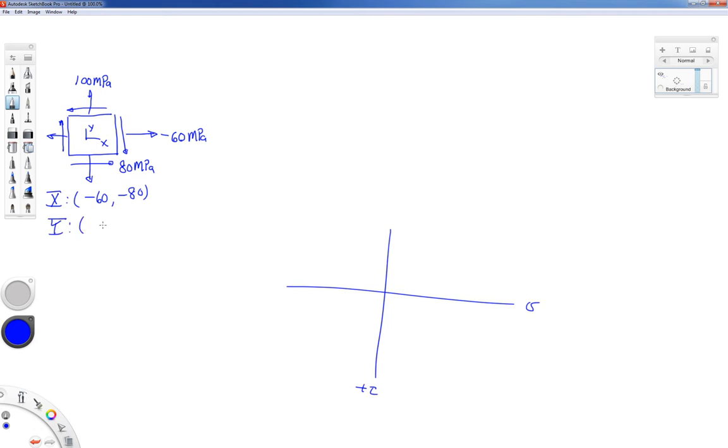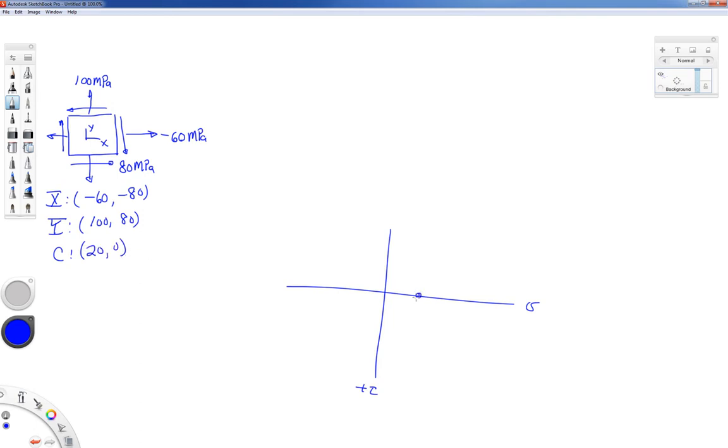We're going to plot the point sigma y, comma minus tau xy, which is going to be 100, and this is going to be positive 80. Then we want to plot the center of our circle, which is sigma average, comma 0. Now 100 minus 60, I should probably say that is 100 plus minus 60 over 2. That would be 40 divided by 2. That would be 20, comma 0. So the center of my circle is located at 20, comma 0.